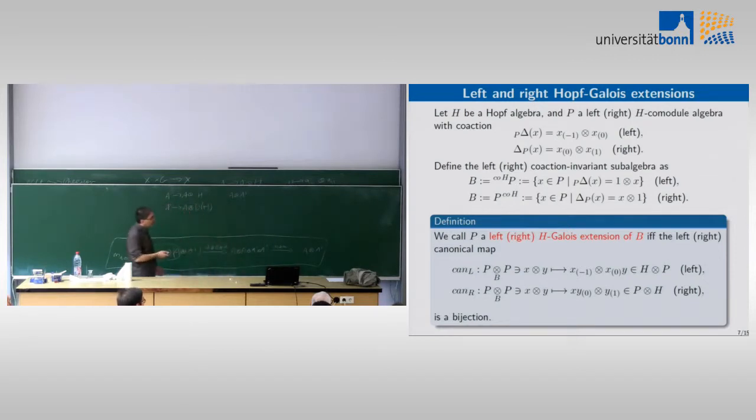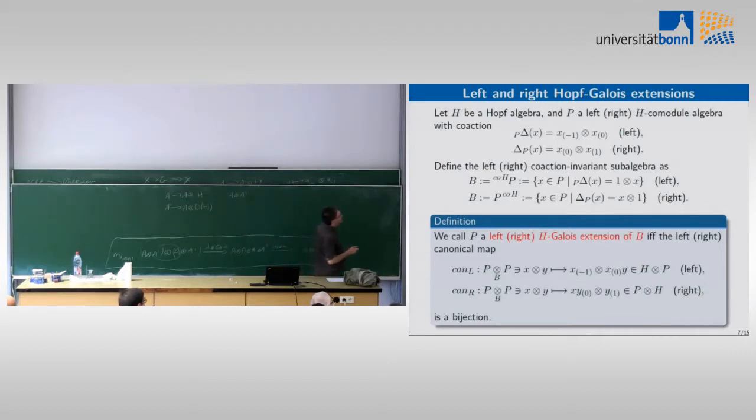So this means all elements in my comodule algebra whose coaction is trivial, in the sense that it produces one tensor something on which you coact. If you want to think about it geometrically, you can think about P as functions on some G-space, and then what you have here are just functions invariant along the orbits of the action of G. So if you want functions on the quotient space. Okay? And now here comes a key condition.